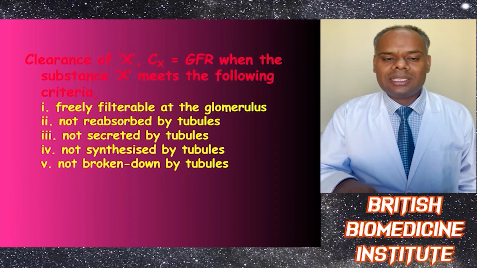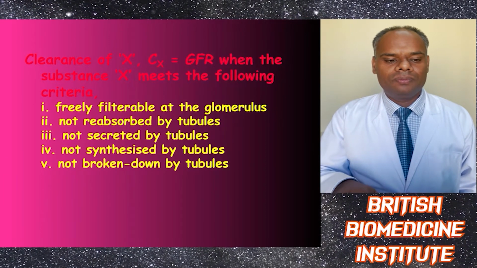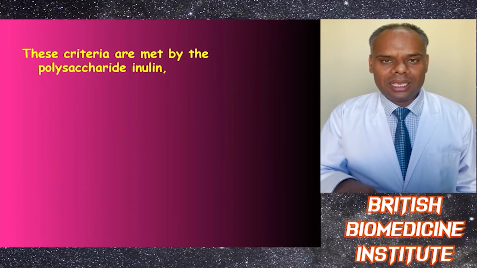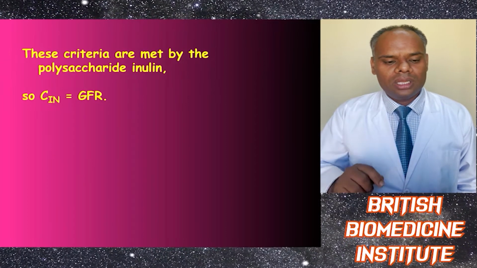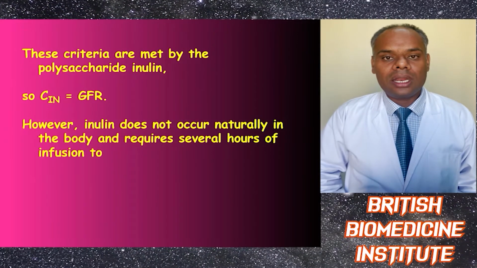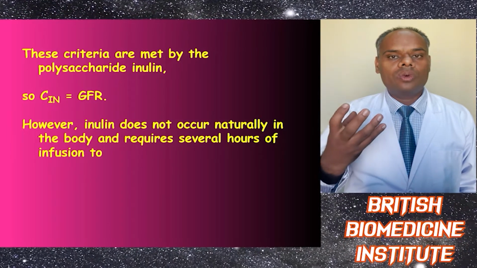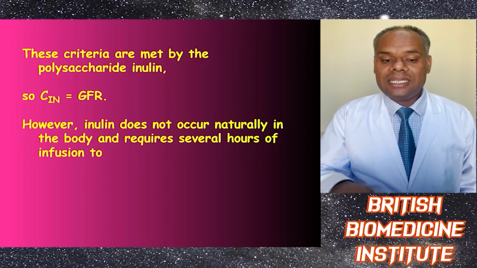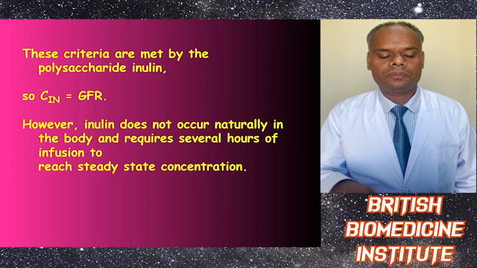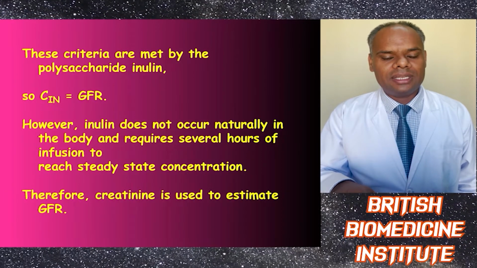So these criteria are met by the polysaccharide inulin. So C inulin is equal to GFR. However, inulin doesn't occur naturally in the body and requires several hours of infusion to reach steady state concentration. Therefore, creatinine is used to estimate GFR.